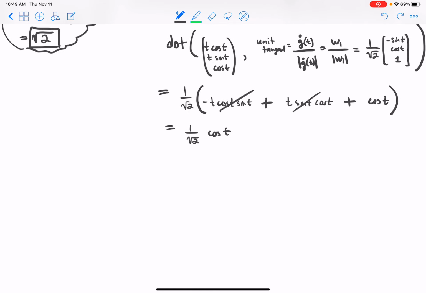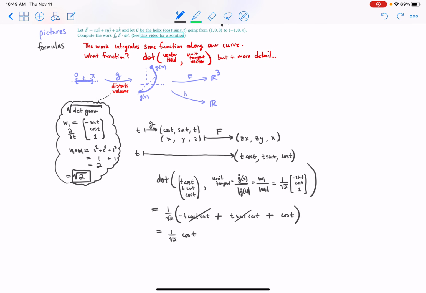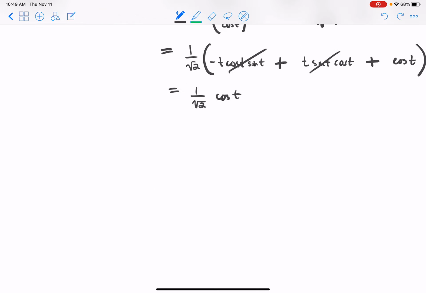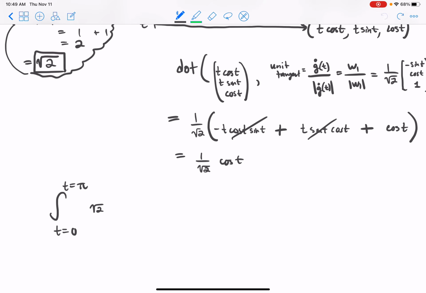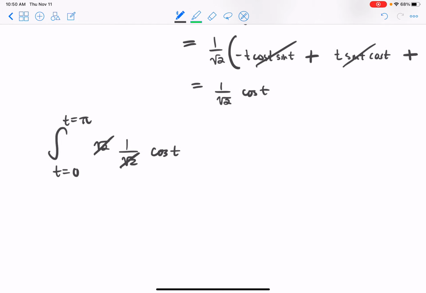So let's do that. To integrate this function, we need to take into account the change in volume factor. So the integral from t equals 0 to t equals pi of the function, well, let's see, this times the change in volume factor. So that's square root of 2 was the change in volume factor up here. And that's going to cancel this one. And then the cos t. And so now we see that this is going to be a really easy integral. T equals 0 to pi of the cosine of t.